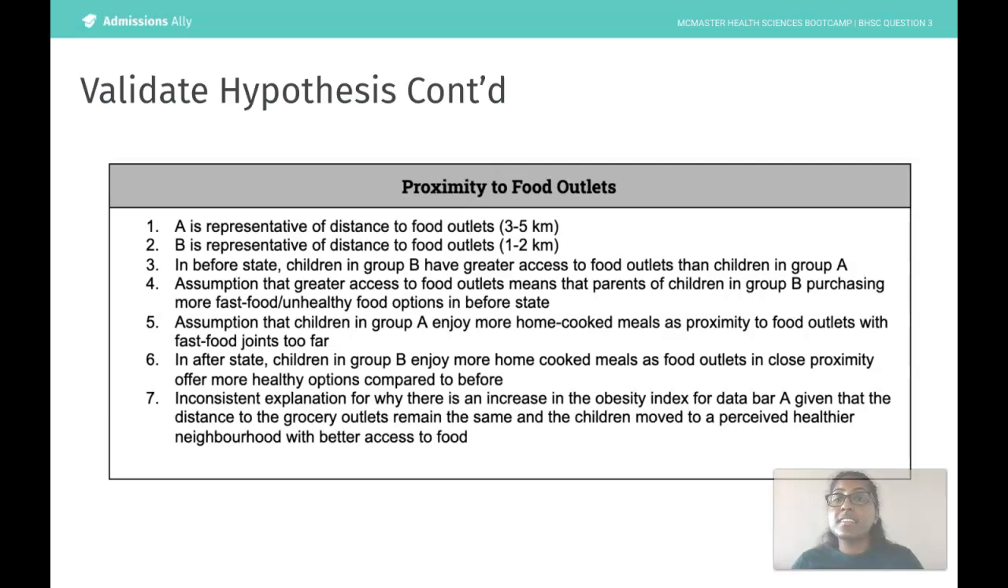So if the distance to the food outlets stays the same, and we assume that the children have moved to a healthier food market and have access to healthier food, then why aren't we seeing a change in the obesity index to reflect that? So there's an inconsistency there, and that would make me believe that this is not a strong hypothesis and not something that I would write about when I'm formulating my final conclusion.